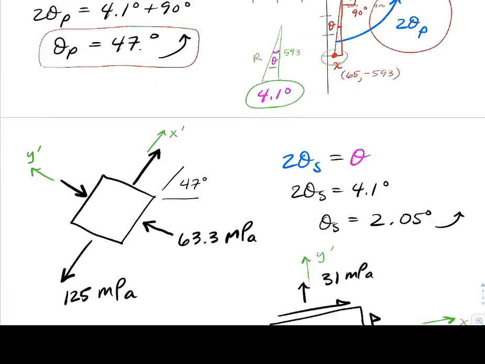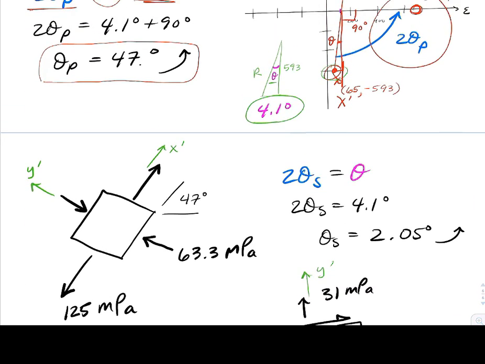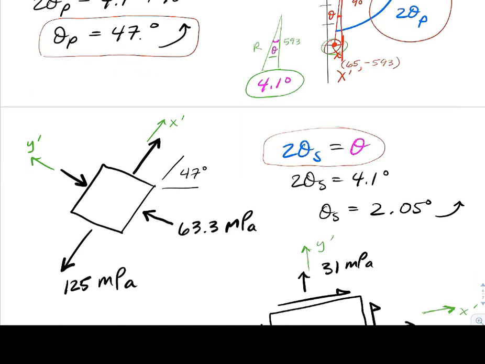Theta S, take the x point, put it vertical, x prime. So it's actually very close. It's going to be a very small answer, again in the counterclockwise direction. So 2 theta S would be equal to the pink theta. So there would be our answer for theta S.